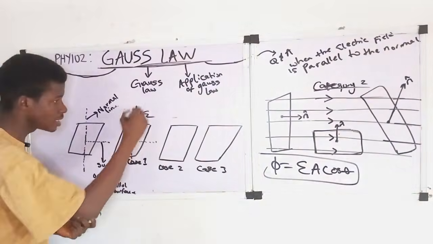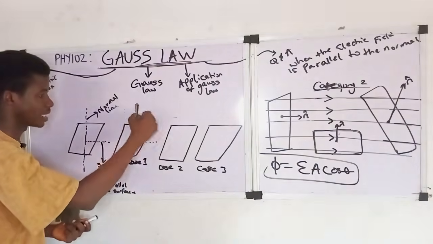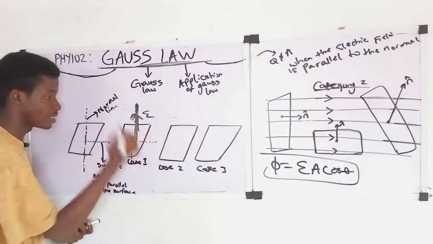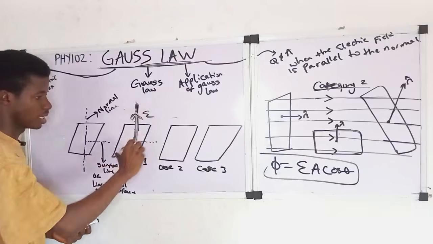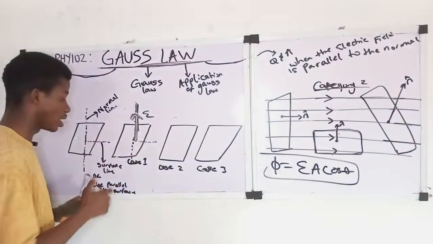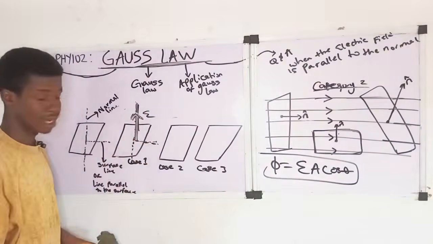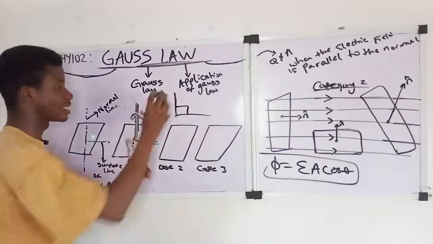Yes. Now let's say this is the electric field. The electric field is along the normal line, or you can say it is parallel to the normal, right? If the electric field is parallel to the normal, what about the line that is parallel to the surface? It will be perpendicular, right? Remember, this is a perpendicular line, at a right angle.